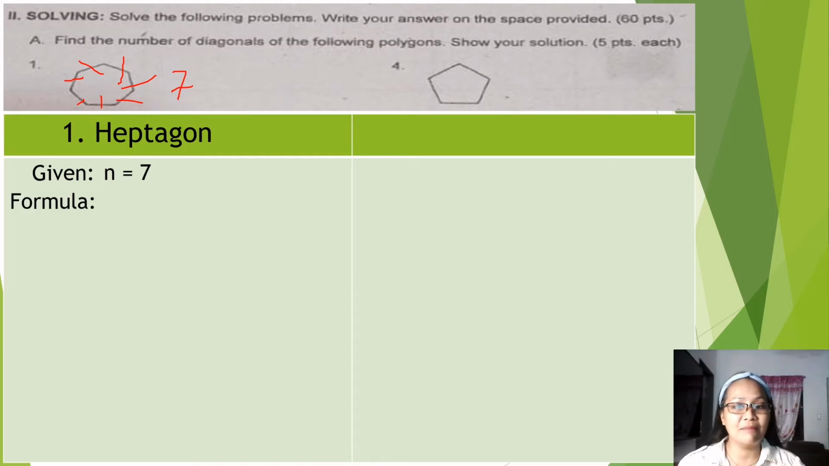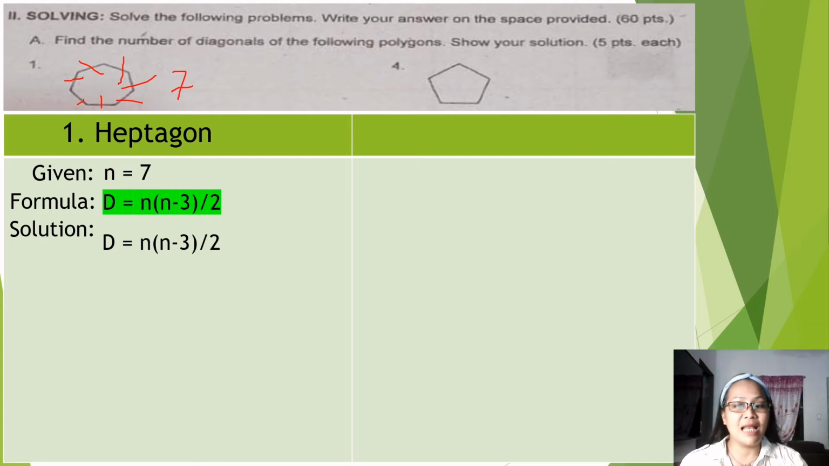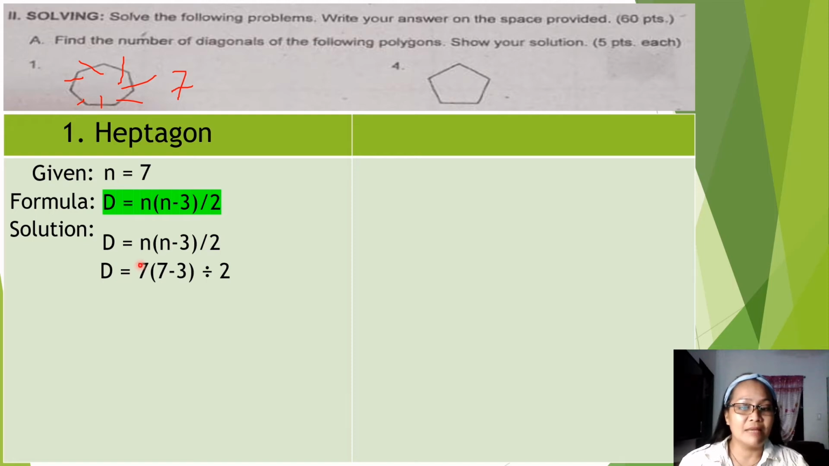Then formula, d now is equal to n times (n minus 3) divided by 2. Then for our solution, of course, we need to copy first the formula as our guide and then substitute the given. So we have now d is equal to, our n is 7, so we have 7 times (7 minus 3) divided by 2.